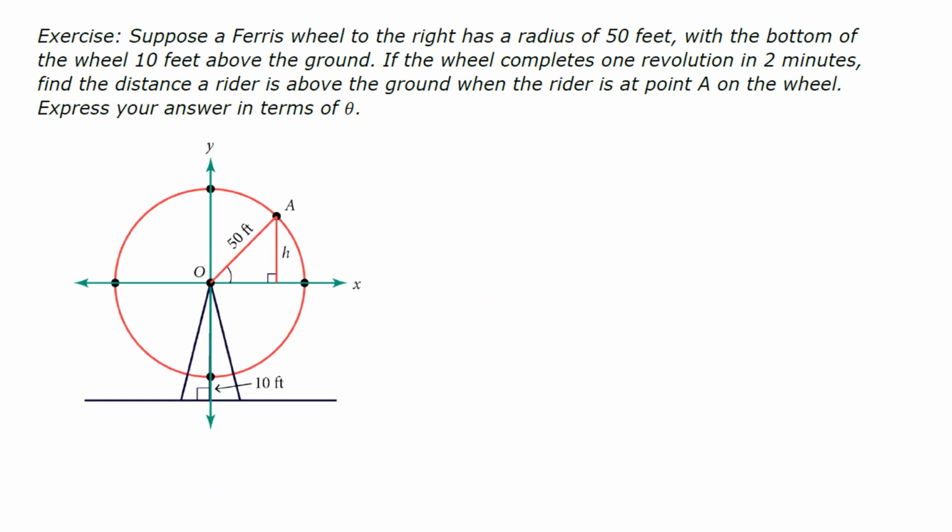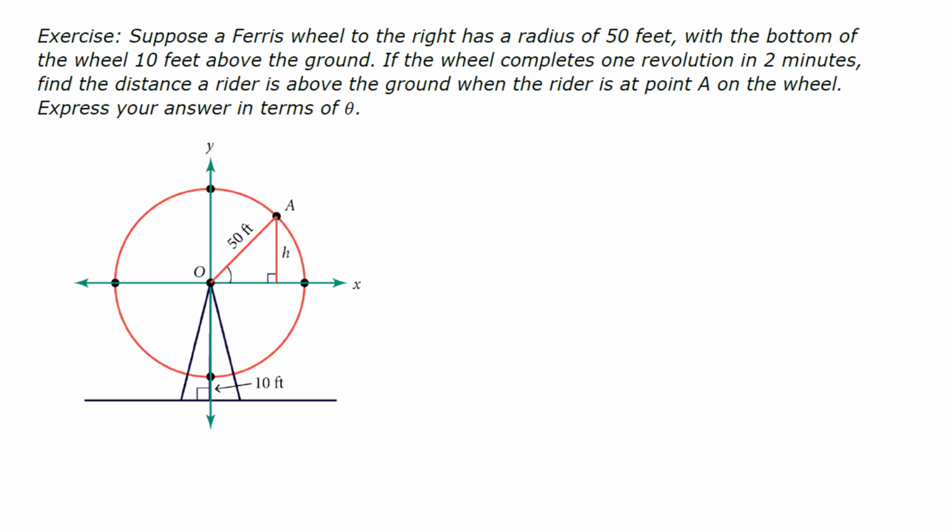All right, next exercise. Suppose a Ferris wheel to the right has a radius of 50 feet, with the bottom of the wheel 10 feet above the ground. If the wheel completes 1 revolution in 2 minutes, find the distance a rider is above the ground when the rider is at point A on the wheel. Express your answer in terms of theta.